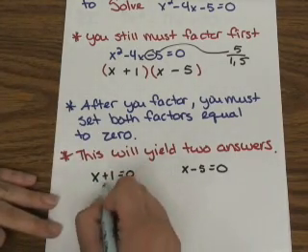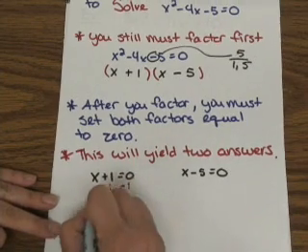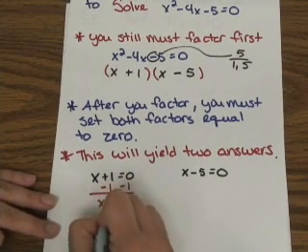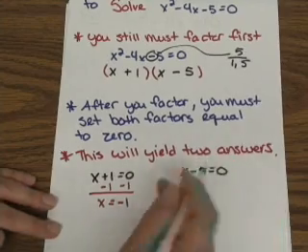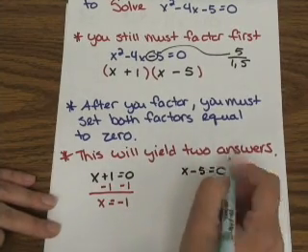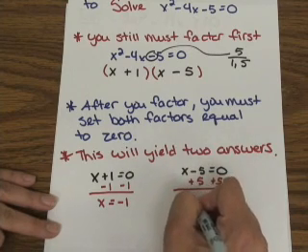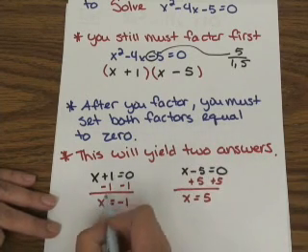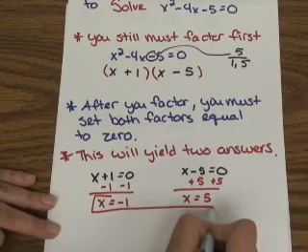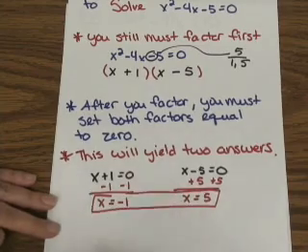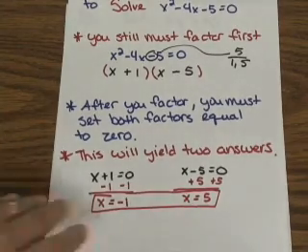In order to get x by itself, you need to subtract 1 on both sides. Here you get x equals negative 1. And over here, in order to get x by itself, you need to add 5. So here we get x equals 5. So my final answer is x equals negative 1 and x equals 5.